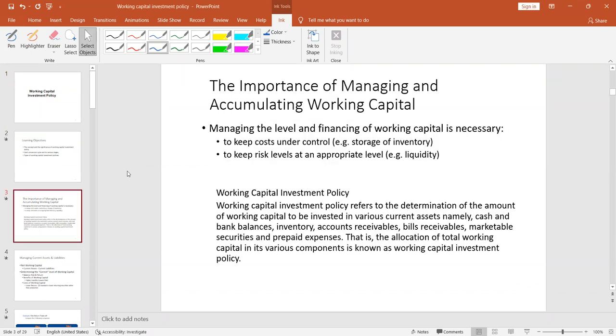So from the previous discussion, we can make a summary of the importance of managing and accumulating working capital. What is the importance of managing working capital? We can divide all the importance into two different sentences. One is to keep cost under control. So we want to control our cost. Another one is to keep risk levels at an appropriate level.